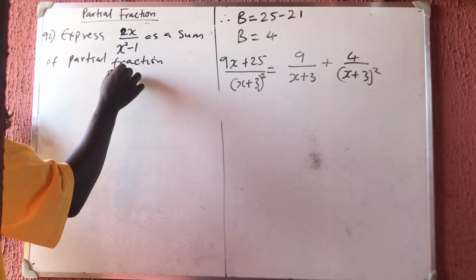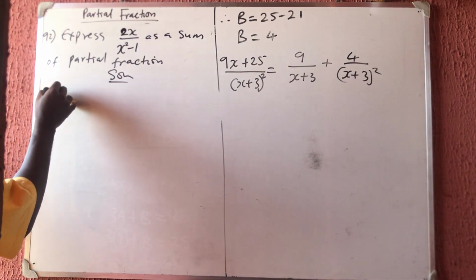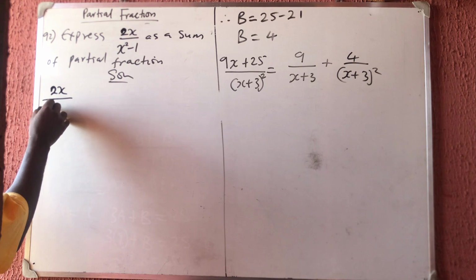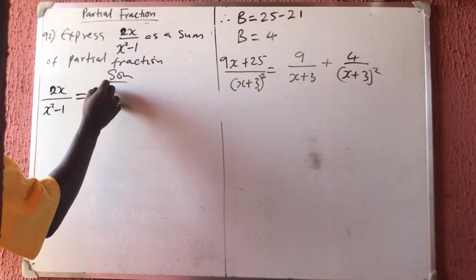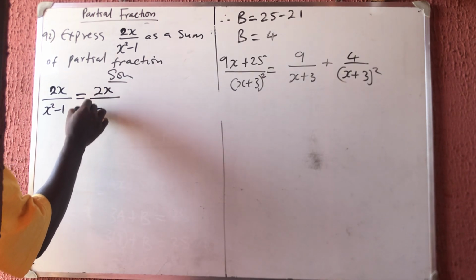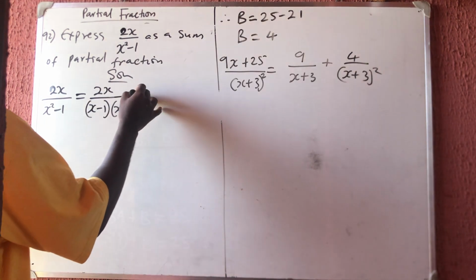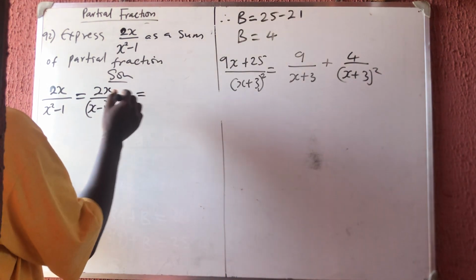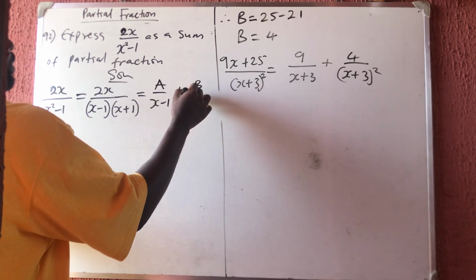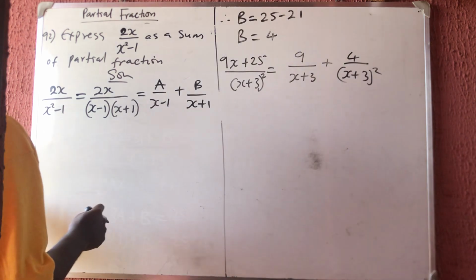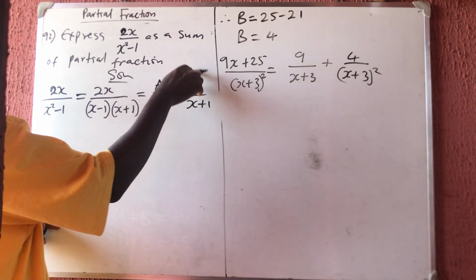All right, solution. We bring it out. Now, this 2x all over x squared minus 1, you know that this is a difference of two squares. So this can be written as 2x all over x minus 1 and x plus 1. Now, if you share it, you have that this is equal to A over x minus 1 plus B over x plus 1. Why? Because this is a linear, so the top should be a constant.